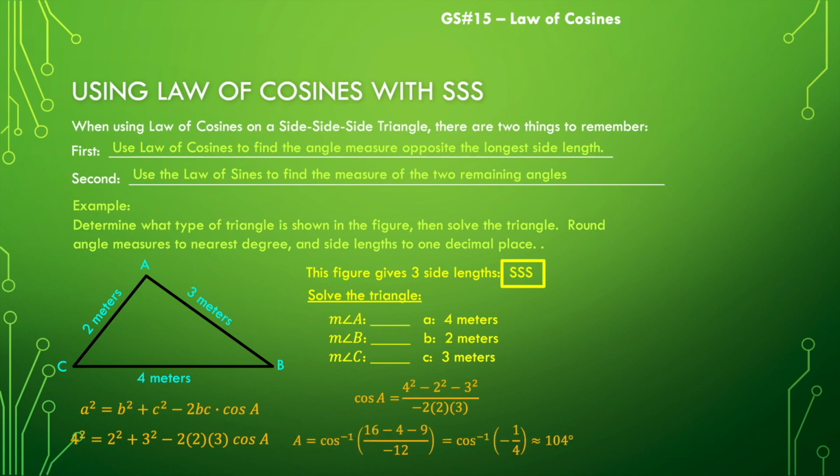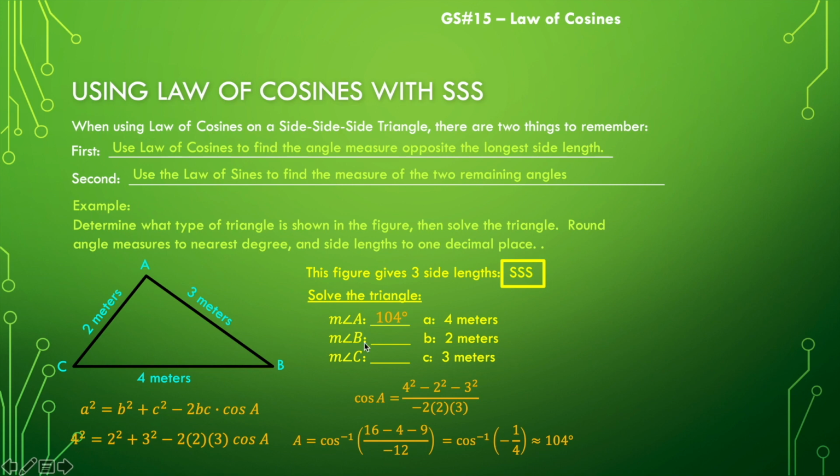We'll clean this up a little bit, and we've got 16 minus 4 minus 9 all over -12. And of course, to actually get the measure of angle A, we will need to take the inverse cosine. Once we simplify this numeric expression, we have the cosine inverse of -1/4, which will give us about 104 degrees. So we've got the first of our 3 pieces of information.